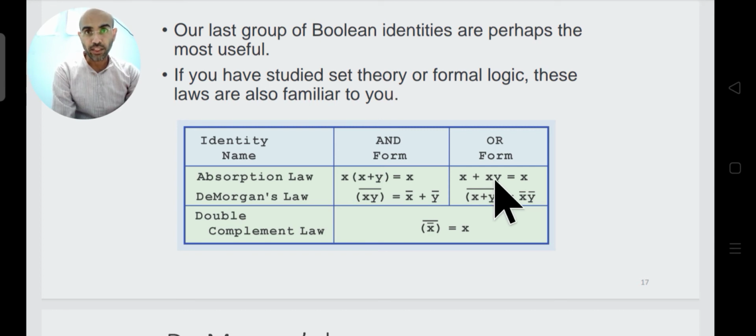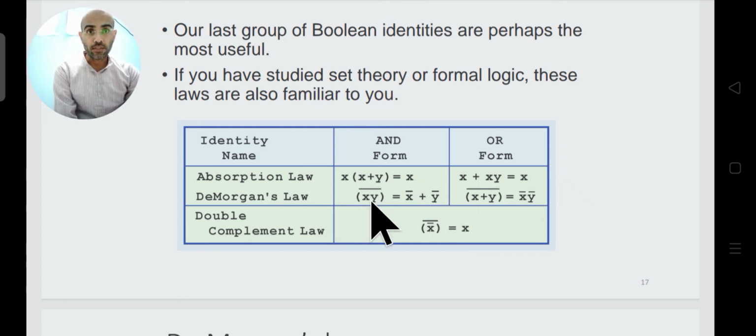So what will be 1 plus y? 1 plus y is obviously always 1, because y can have only 2 possibilities, 0 or 1, and if you add 1 to any variable, it will always give you 1, right? So that is why this identity always comes to x. It is easy to understand. Similarly with this, again you can use x dot x plus xy. The same logic can be used and implemented, so it will come the same.